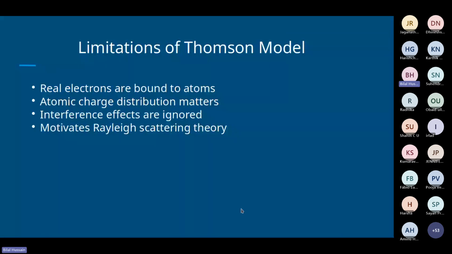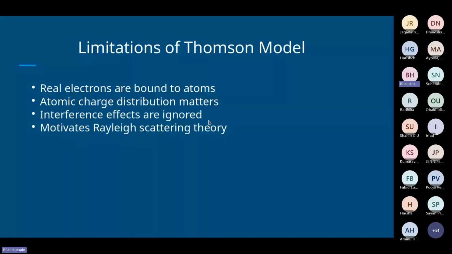So Thomson has limitations, because we know that this model deals with individual free electrons. So it is of no use to us, because most of the time the electrons are bound. We deal with bound electrons only. So the Thomson model of coherent scattering is not very useful, and it gives rise to uniform scattering in both forward and backward directions. Atomic charge distribution matters, of course. Interference effects are ignored because there is only the interference between one electron and the photon.